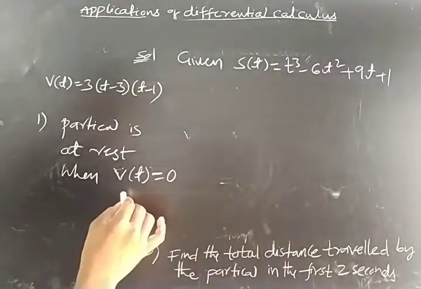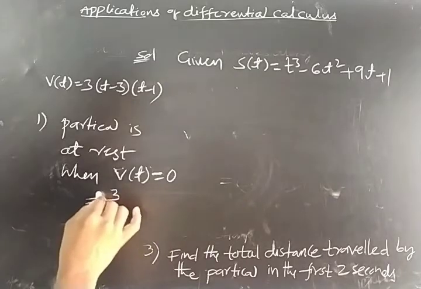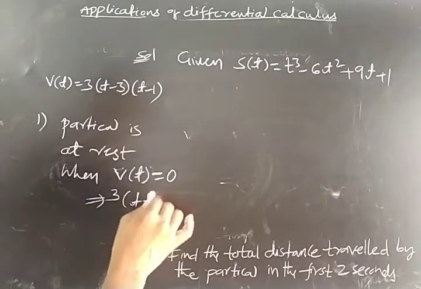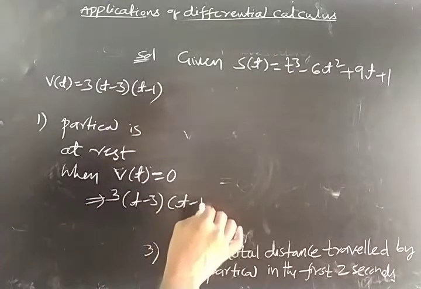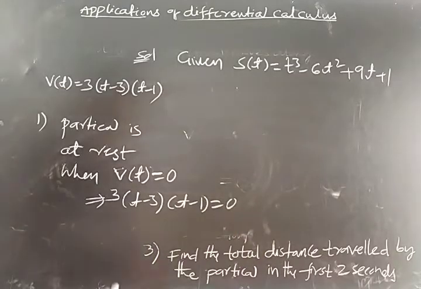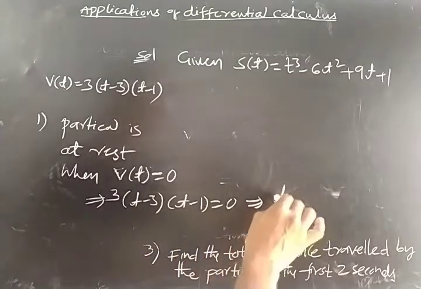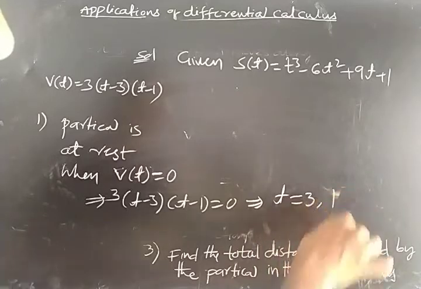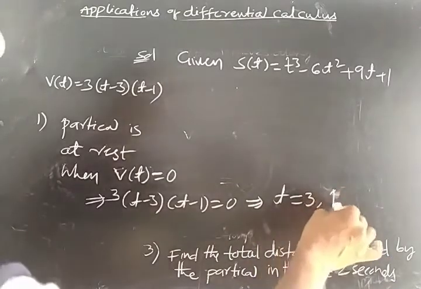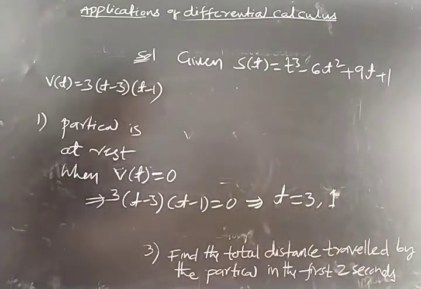Now v of t, what is v of t? 3 into t minus 3, t minus 1 is equal to 0. By taking the factors, we will get the roots of t as 3 comma 1. So in the first second and in the third second, the particle will be at rest. At 3 seconds the particle will be at rest, and at 1 second the particle will be at rest.